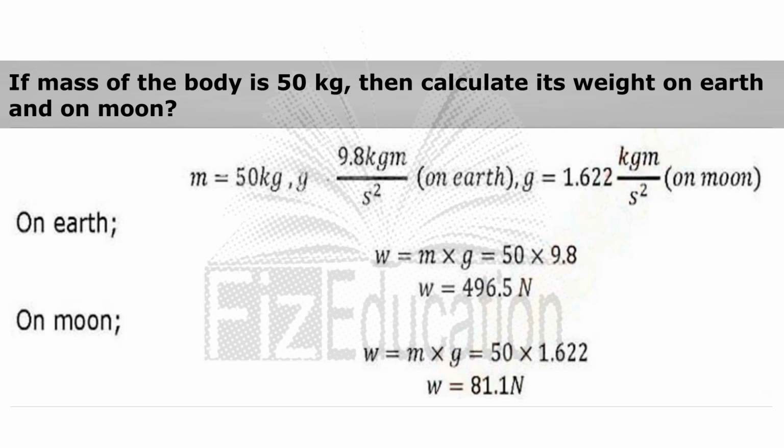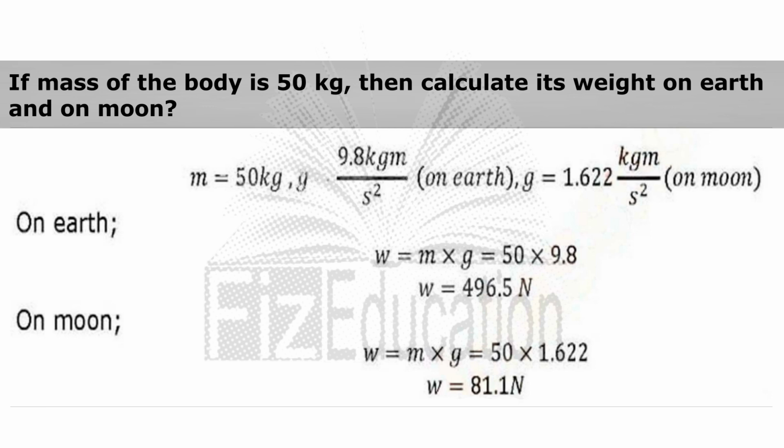M is equal to 50 kilograms. On Earth, g is equal to 9.8 m/s squared. On Moon, g is equal to 1.622 m/s squared. On Earth, W is equal to M multiplied by g, is equal to 50 multiplied by 9.8.